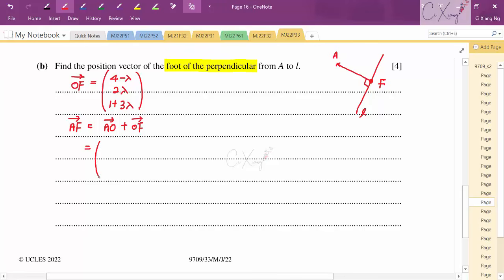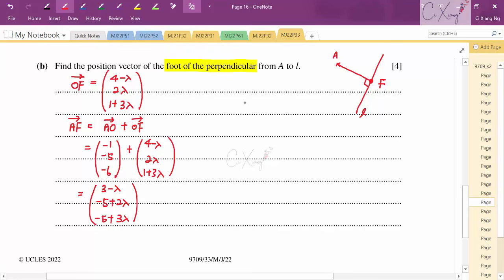Just now in part A, we already know that A is 1, 5, 6. So AO means -1, -5, and also -6, plus OF. OF is what we have here: 4 minus lambda, 2 lambda, and also 1 plus 3 lambda. I simplify this whole part, and eventually I get 3 minus lambda, -5 plus 2 lambda, and also -5 plus 3 lambda. This is what we have for AF.